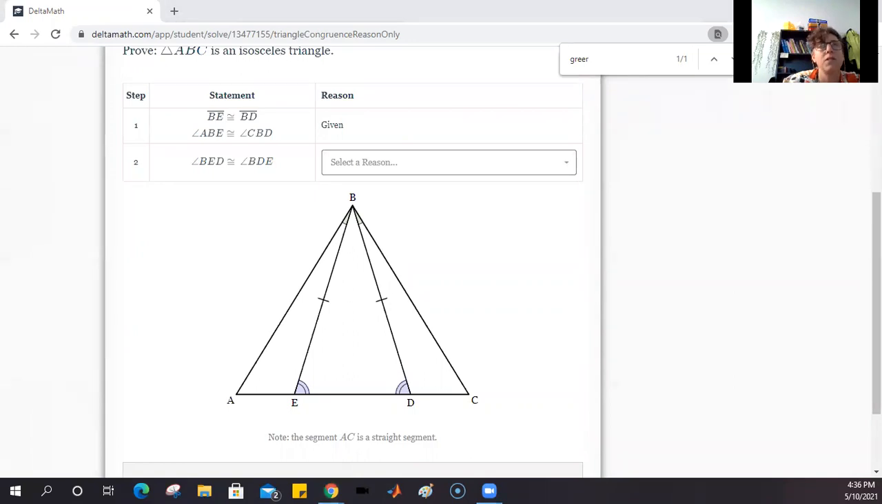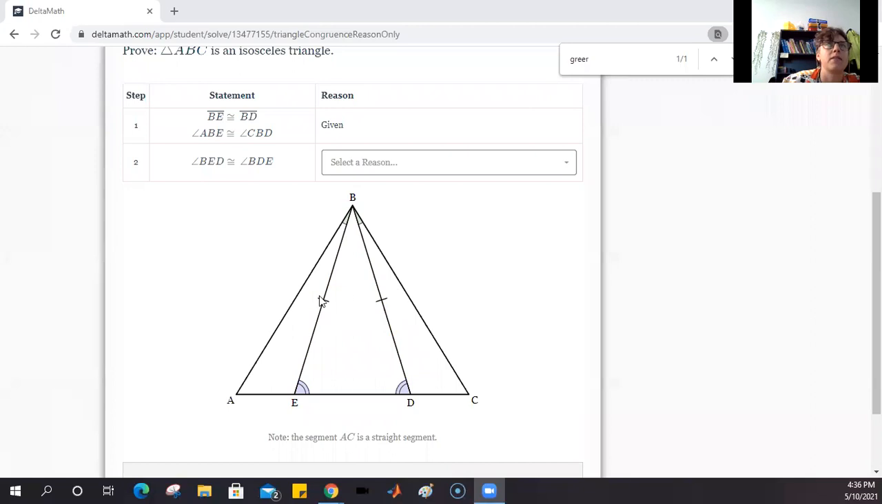What does isosceles mean? It means it's got angles here that are congruent to each other, and sides that are congruent to each other. So if we can prove either one of these things, either that the base angles are congruent or that the sides are congruent, then we will know that ABC is an isosceles triangle.